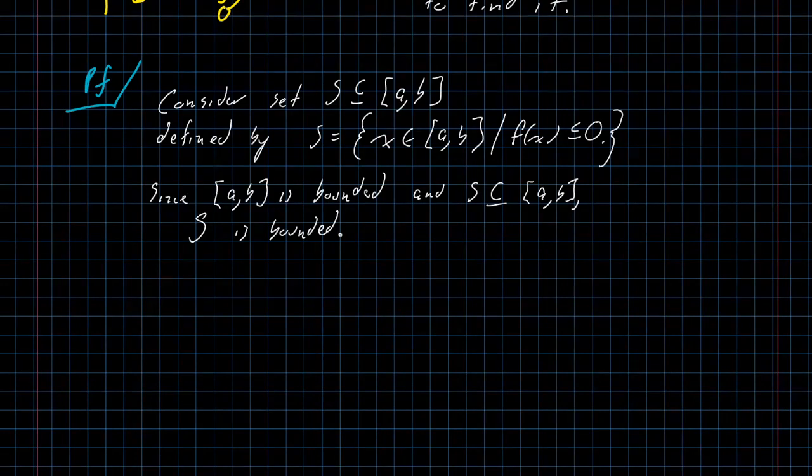A is a lower bound of S. B is an upper bound of S. They may or may not be the greatest lower bound and the least upper bound, but they are lower bound and upper bound nonetheless.